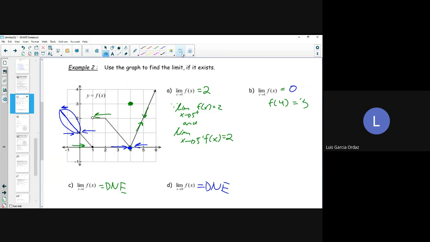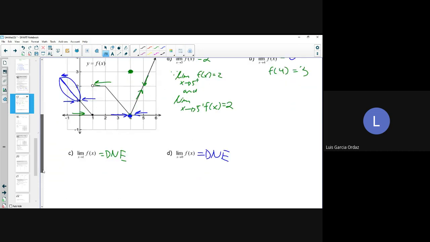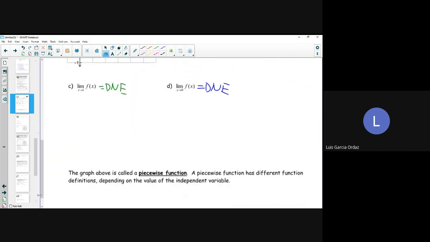So does anyone remember what these types of functions are called? They're pretty annoying. I don't know if you guys learned it, I know I didn't teach it because we don't really teach piecewise functions. Or I just gave the answer away. It's a piecewise function. They're annoying. And they have a lot of restrictions. Okay. So these are what we call piecewise functions. A piecewise function has different function definitions depending on the independent variable.